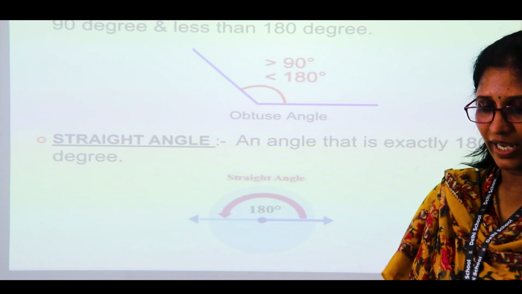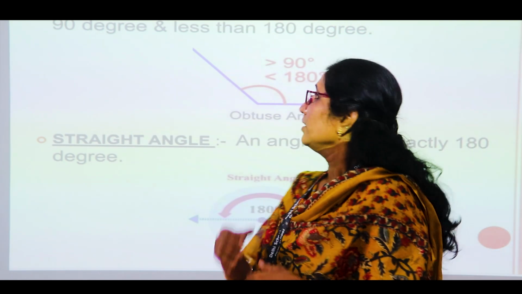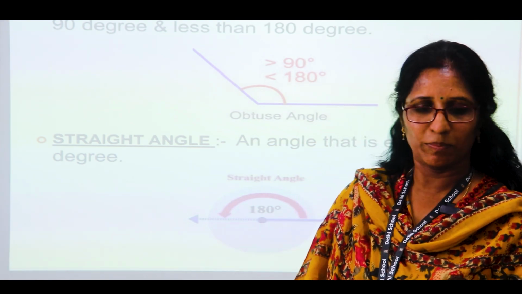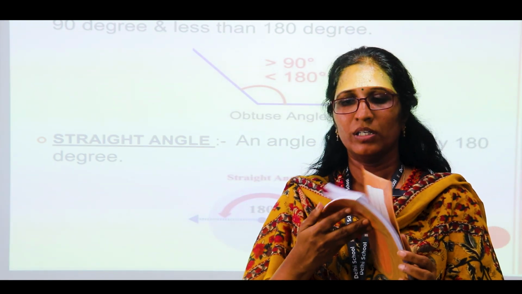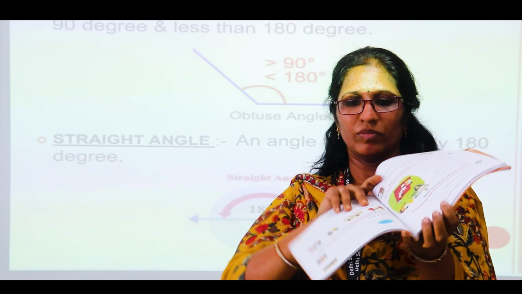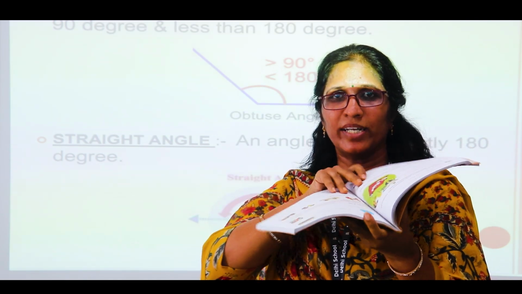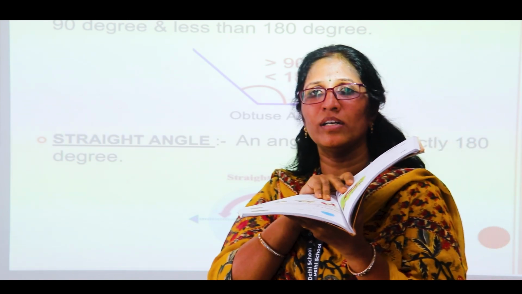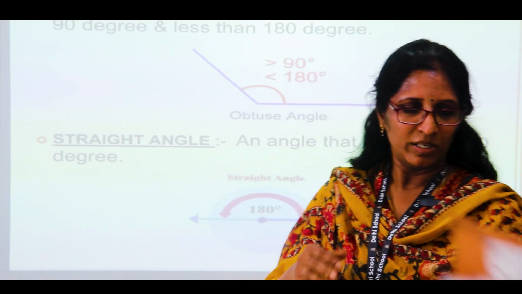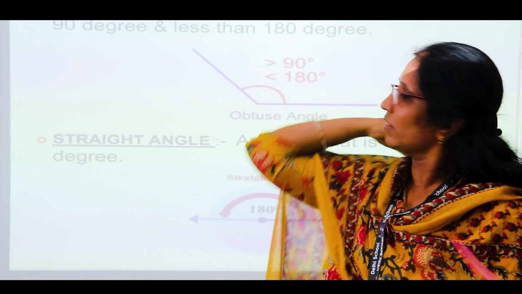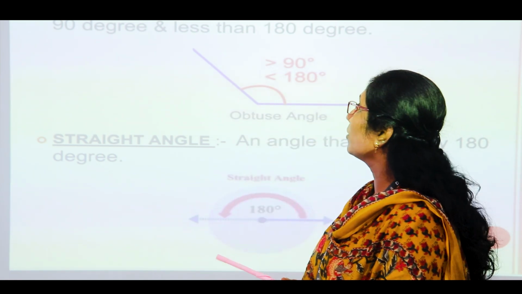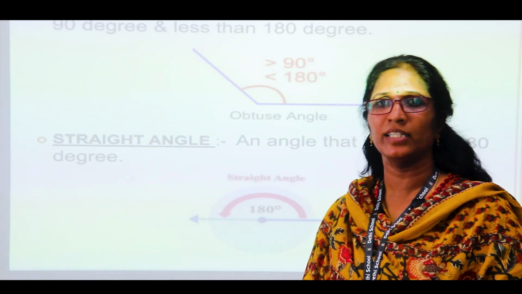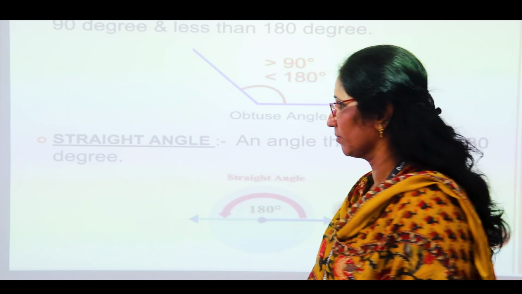Next, an obtuse angle, an angle that is more than 90 degree and less than 180 degree. Suppose if we open this book a little bit wide, then you can see a formation of an angle which shows an example of an obtuse angle. And always the degree of the obtuse angle lies in between, means more than 90 and less than 180 degree.